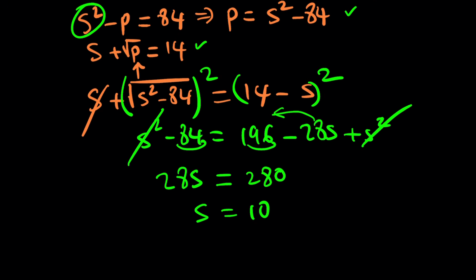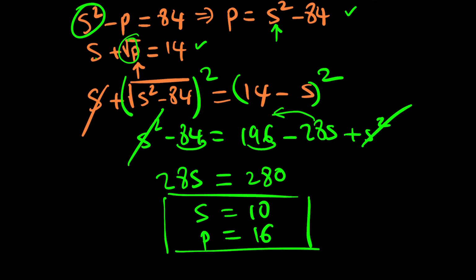But let's double check. If s is 10, we plug it in here. We get p equals 16. If you plug it in here, s is 10. This is 4. It's 16. Okay, good. That checks. Great. So we can kind of verify.